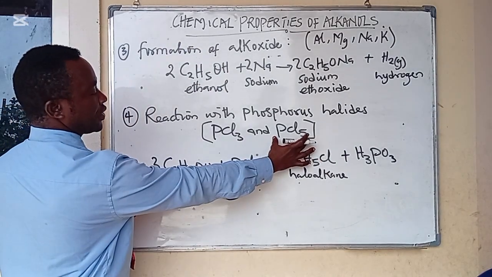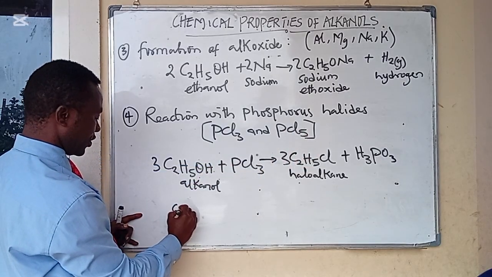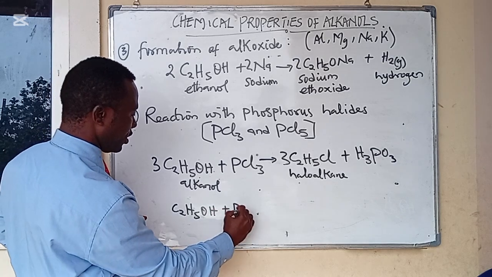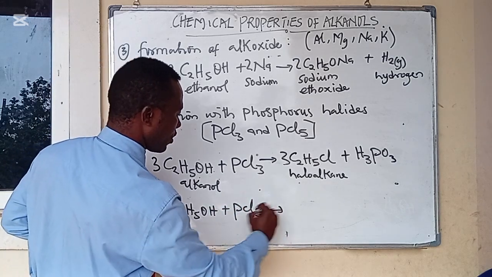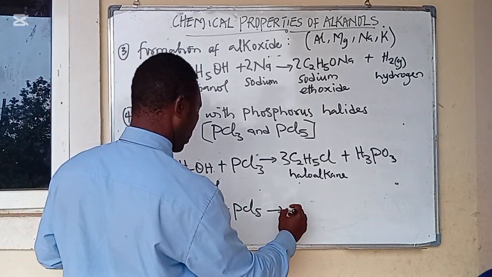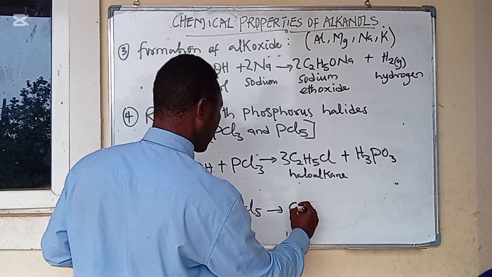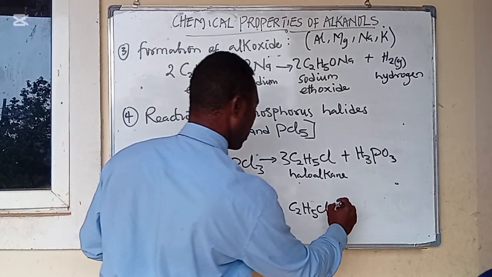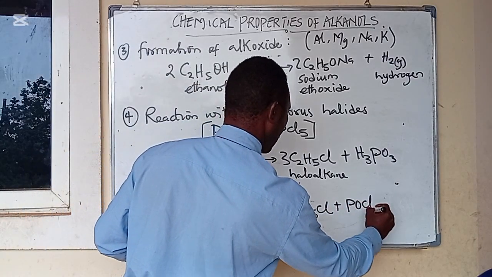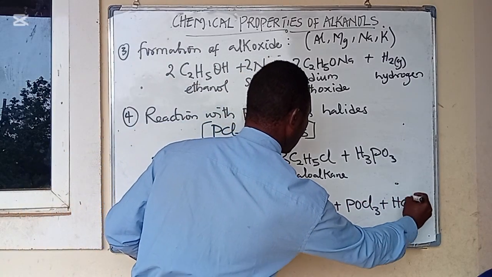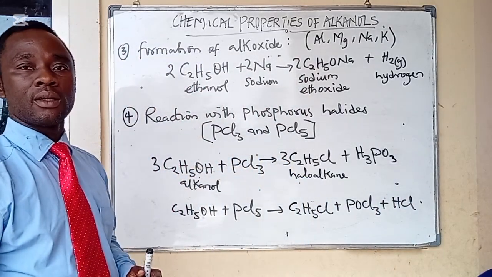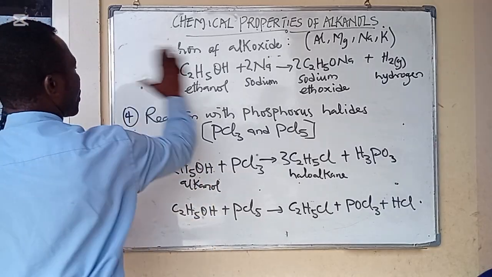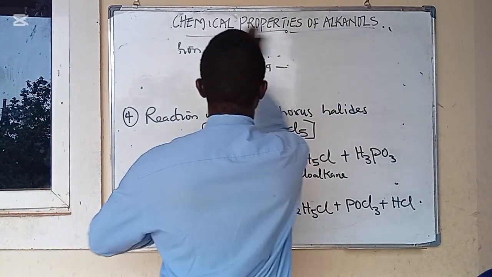Then we can use PCl5. You are having C2H5OH plus PCl5. What we'll be having is C2H5Cl plus POCl3 plus HCl. So that is the compound that will be obtained. That is the fourth reaction of alkanol.